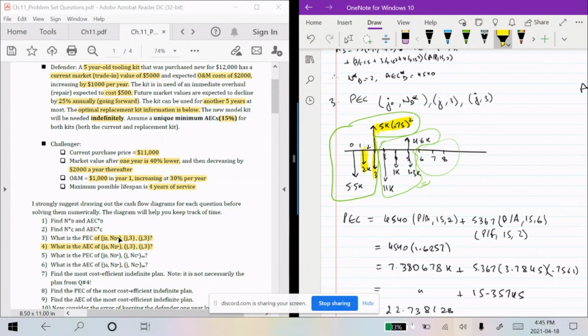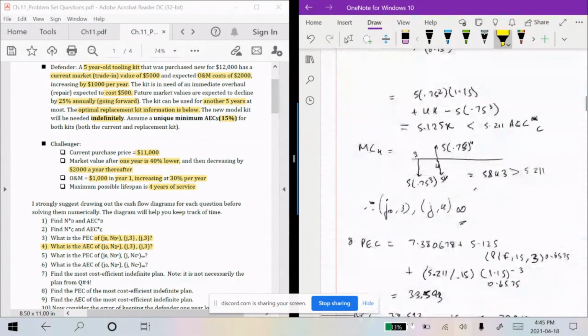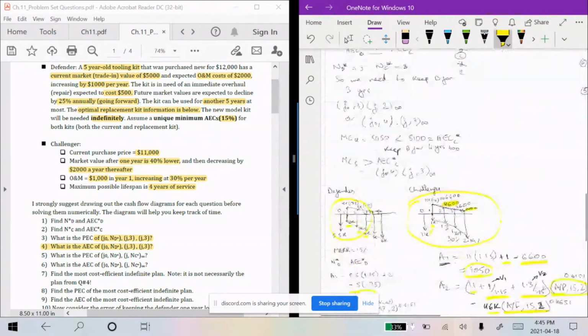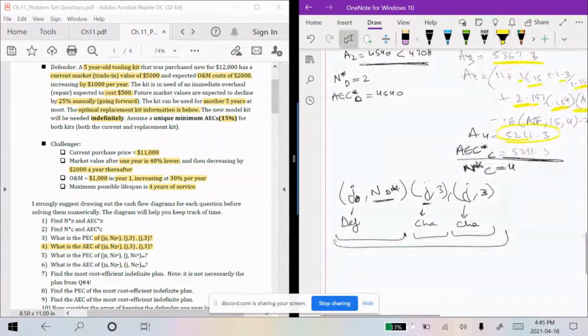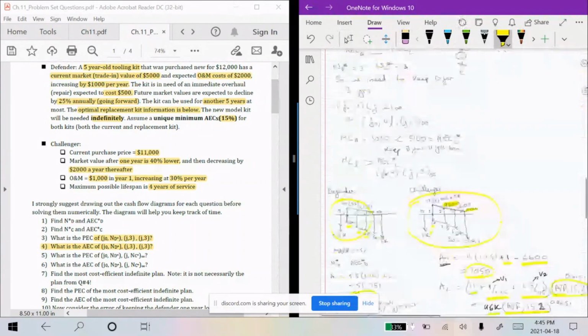This is the first plan, the J0 ND star. Right here, J0 ND star. That was the first plan. Then we have the J3 and J3. I'll just do it that way. Okay.